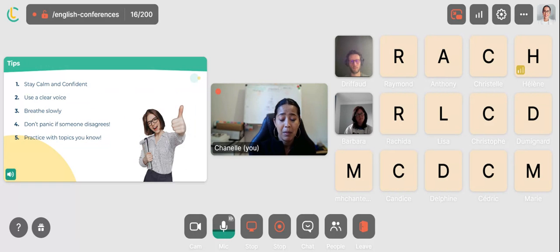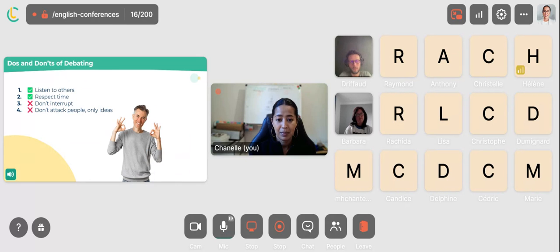Important tips to remember is to stay calm and confident. Use a clear voice. Breathe slowly. Don't panic if someone disagrees. And practice with topics that you know. The do's and don'ts of debating are: do, listen to others. Do, respect the time. Don't, interrupt. And don't attack people, only the ideas.